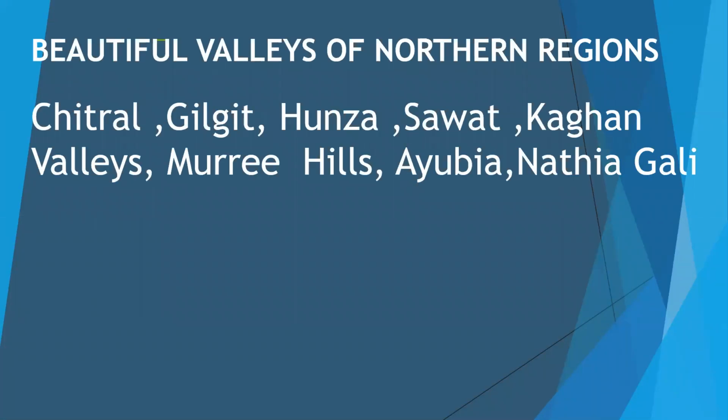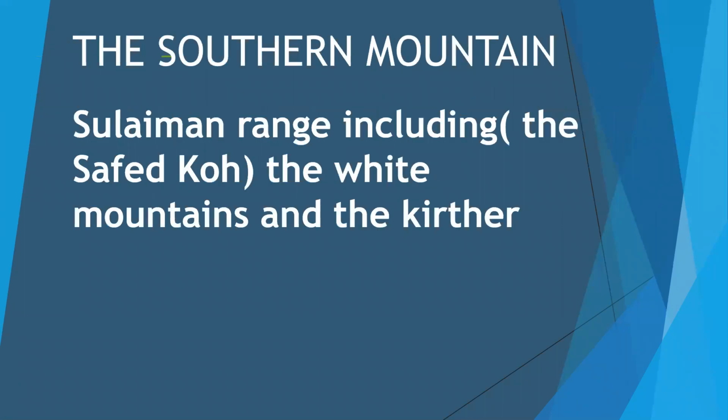Also, we discussed the beautiful valleys of the northern region: Chitral, Gilgit, Hunza, Swat, Kaghan Valley, Murree Hills, Ayubia, Nathia Gali. It can be asked in a short question: name five valleys of the northern mountains. Then we discussed the southern mountains, the Suleiman Range, including the Safed Koh, the White Mountain, and the Kirthar. We discussed all these things in detail in the previous lecture.